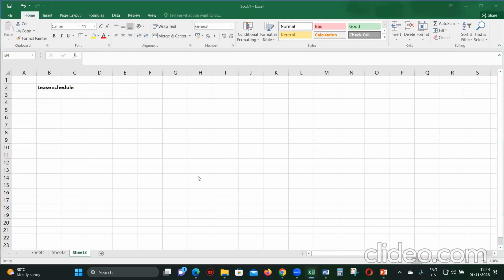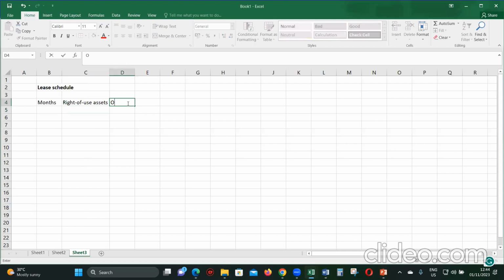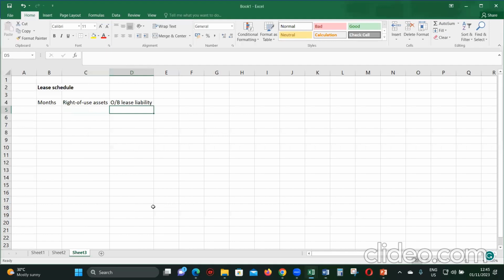Okay, so first of all, we need to include months, not years. Right of use asset. Next one, opening balance of the lease liability. And then closing balance of the lease liability. Okay, even though it is mentioned closing balance, it would be easy if we write interest and then the payment, right? And then the capital amount and then closing balance, right?